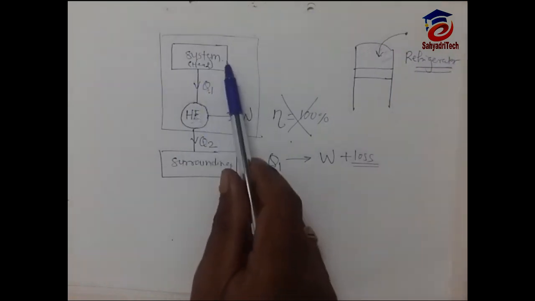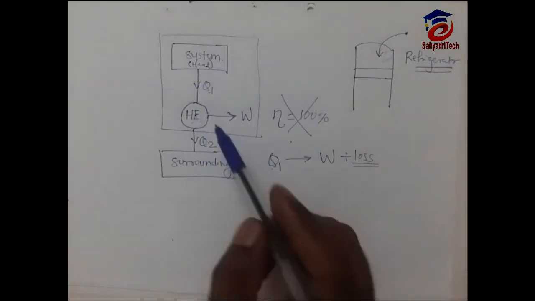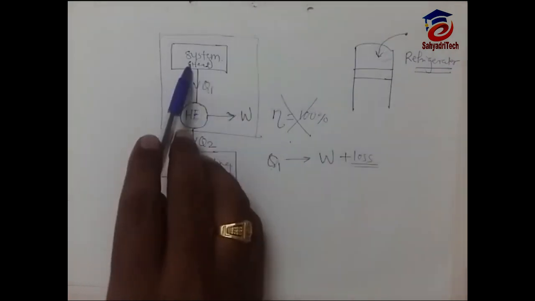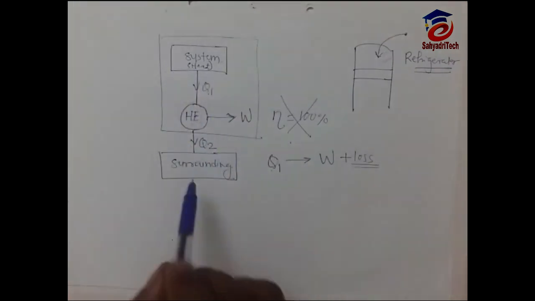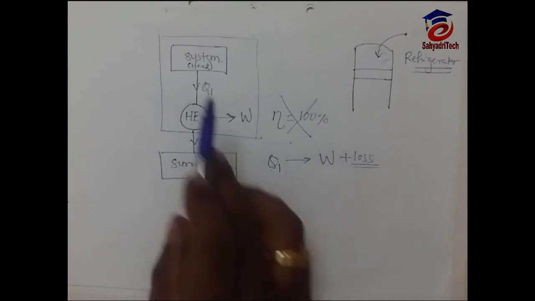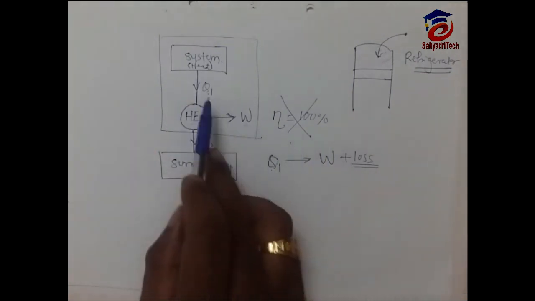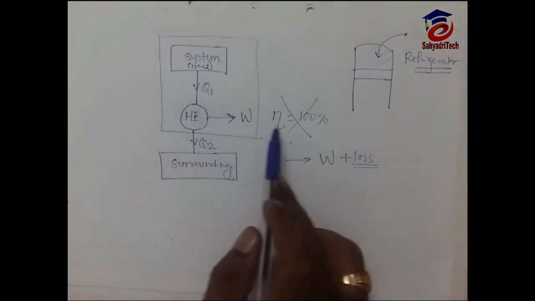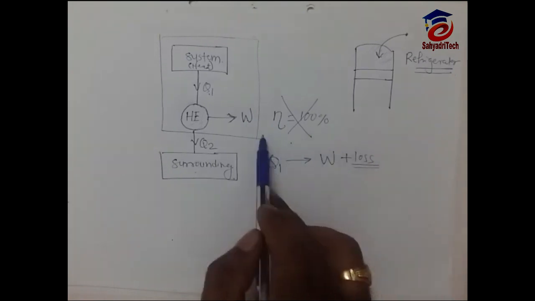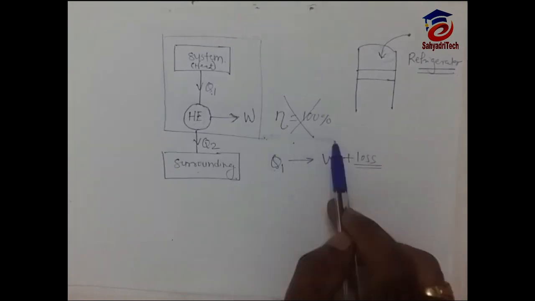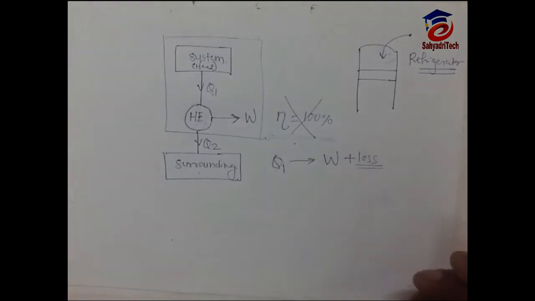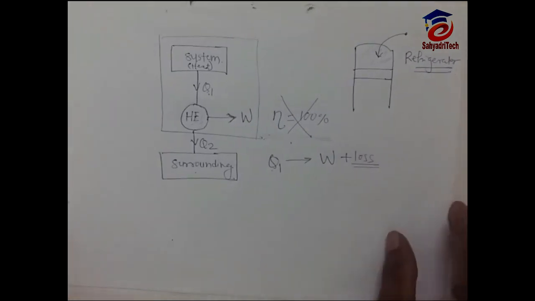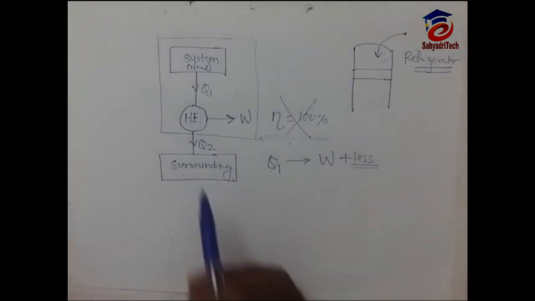So here we have to learn what is system and surrounding. You have to remember that we cannot use the system alone. We have to use the surrounding always with the system. Then only we can obtain work done. Otherwise Q1 is equal to W, and that will be a violation of the second law of thermodynamics. That we have to learn in the next lectures. 100% efficiency is not possible. So that is about system and surrounding.